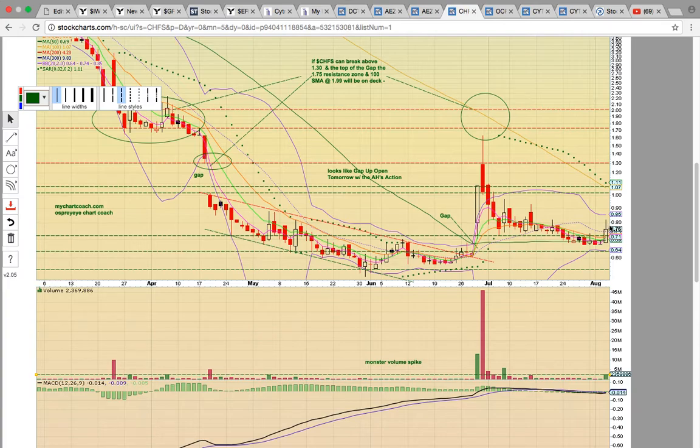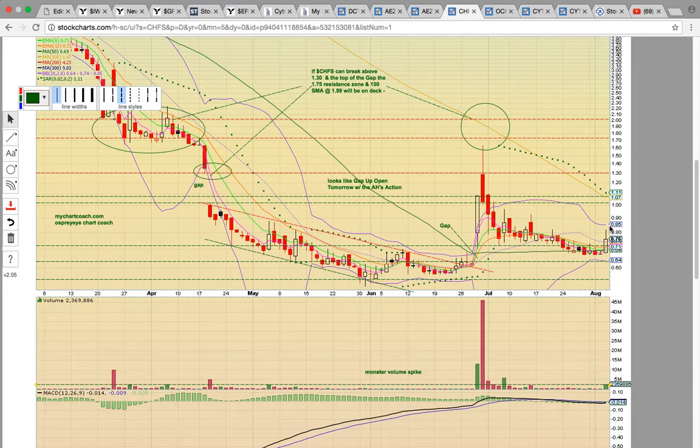There is an upper wick that did form on today's candle. So going forward, CHFS will be in play if it can stay above the middle Bollinger Band. If it closes back below the middle Bollinger Band, that would signal possible more consolidation.